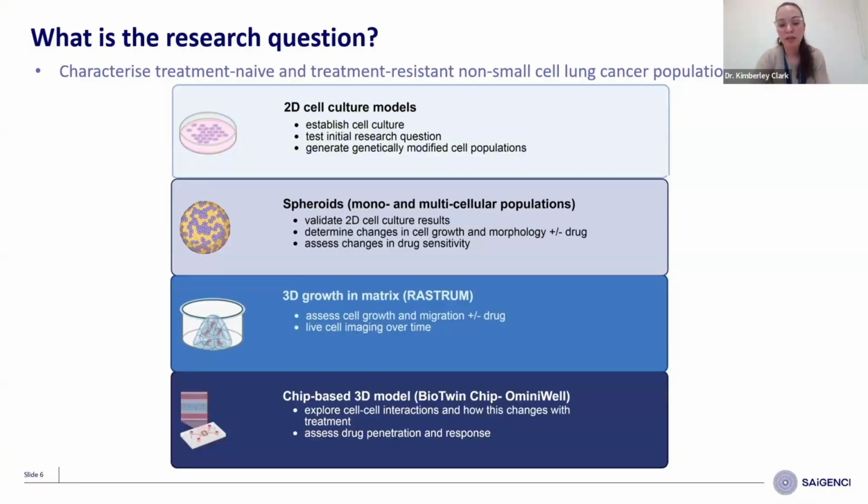And finally, one that we're working closely with Sylvia at our MiniWell on is the BioTwin chip. We're very much still optimizing this, but I did want to highlight it today because it's been a critically useful model.